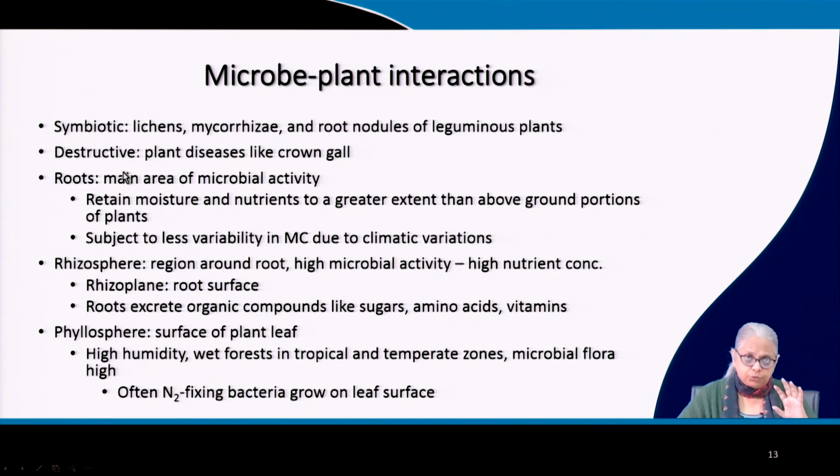Now, those of you who may have done some lab work may know that the soil and the root zone of a plant is where the microbial activity is highest. Why is that the case? For two reasons. One, moisture is highest and nutrient concentration is also the highest. So retention of moisture and nutrients is much greater in the root zone compared to the above ground portion of the plant. There is also less variation in the moisture content. MC stands for moisture content, despite climate variation.